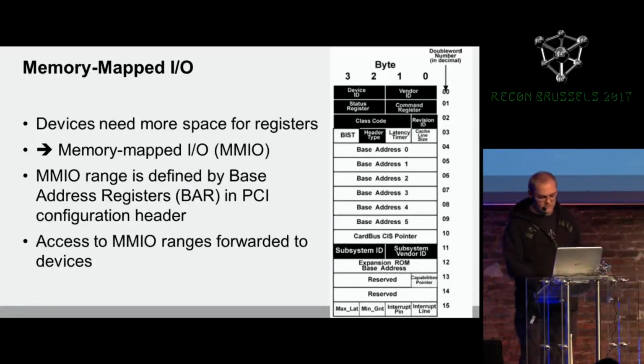The BARs themselves are self-aligned, meaning if you write all Fs to the BAR, the bits which didn't flip from 0 to 1 are the bits which define the size of the MMIO BAR. For example, if 1 byte didn't flip, then you have a BAR size of 256 bytes.